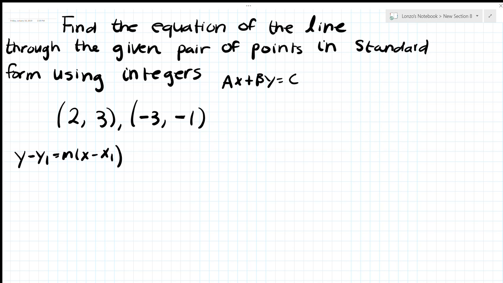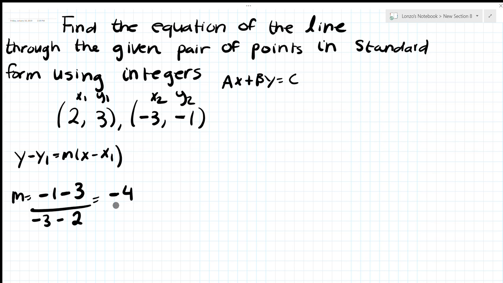Okay, so first I got to find m, right? I don't know my slope, so I'm going to label this x1, y1, x2, y2. So my slope is going to be y2, which is -1, minus y1, which is 3, all over x2, which is -3, minus x1, which is 2. So -1 minus 3 is -4. -3 minus 2 is -5. We all know that 2 negatives, when you divide, becomes a positive, so it's just 4/5. So now we know our slope.